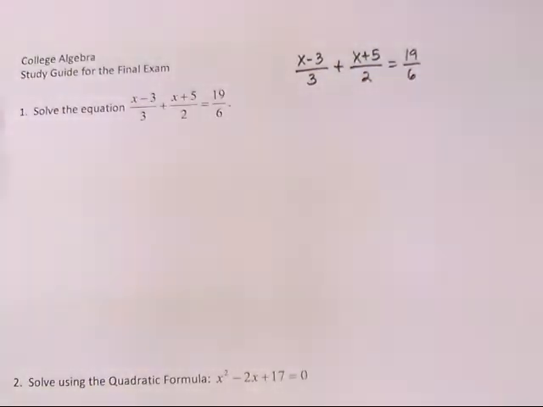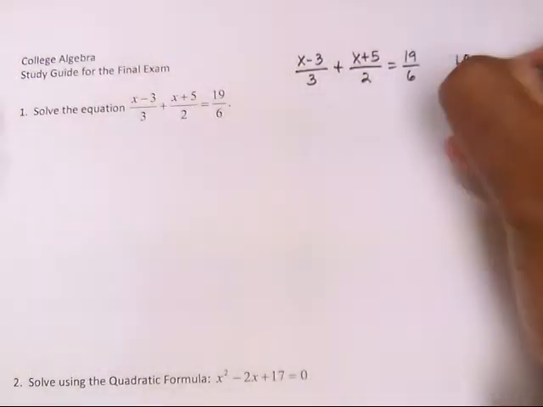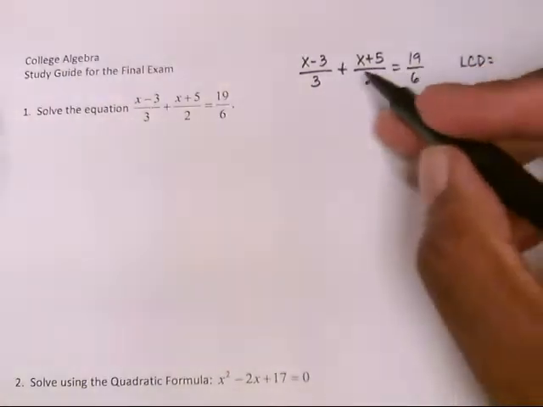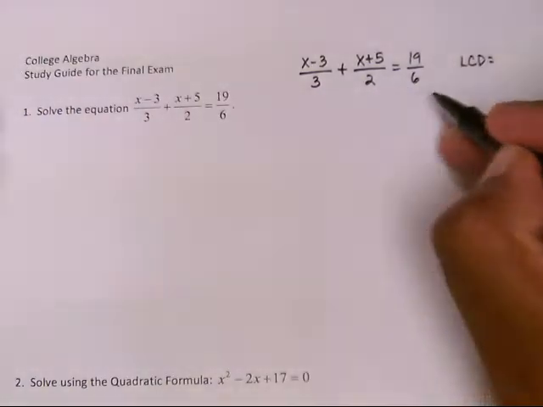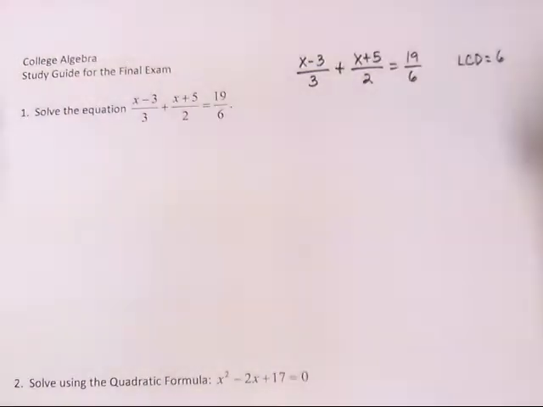Alright, in this case here, we need to get rid of the numbers that are in the denominator by finding what they call a least common denominator. That would be the smallest number that's divisible by 3, by 2, and by 6. In this case, that number will be 6. So the least common denominator will be 6.